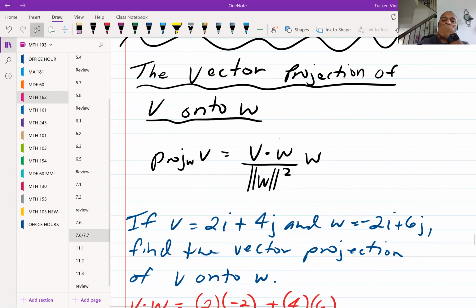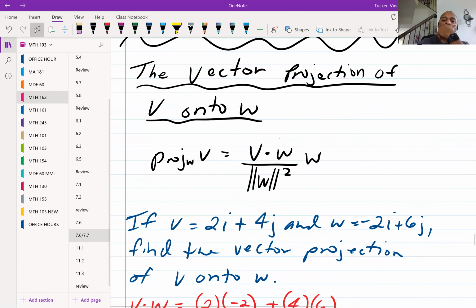All right, so let's look at an example, trying to calculate this vector projection of V onto W. If V is equal to 2i plus 4j and W is equal to negative 2i plus 6j, find the vector projection of V onto W. So just like before, when we do our calculations, you always want to look at the pieces that you can find and then put them into the formula. You have the dot product of V and W, the magnitude of W squared, and then of course W. So you have your three pieces to calculate.